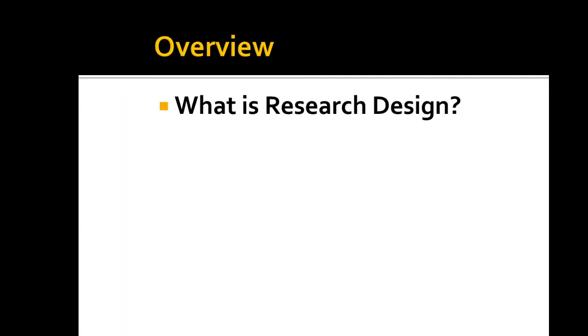So let's see the overview. What is research design? We'll spend some time on it, followed by what are the types of research design. So these are the only 2 themes that we will see for today. We'll not have a long session today, and then Saturday being a relaxing time, and Sunday you will have a lot of other things to do.